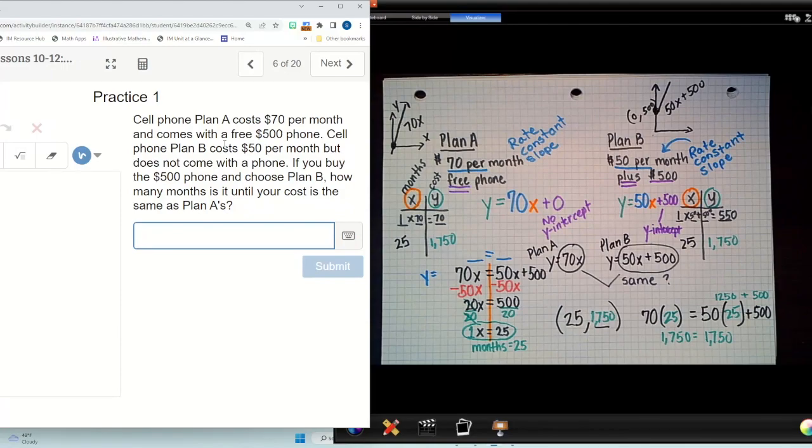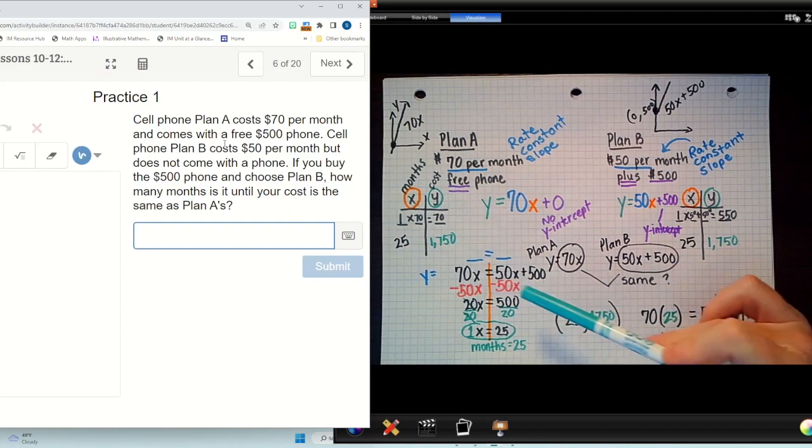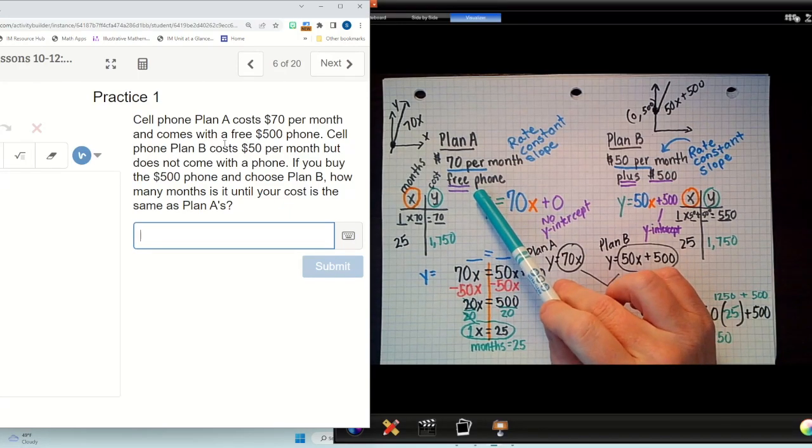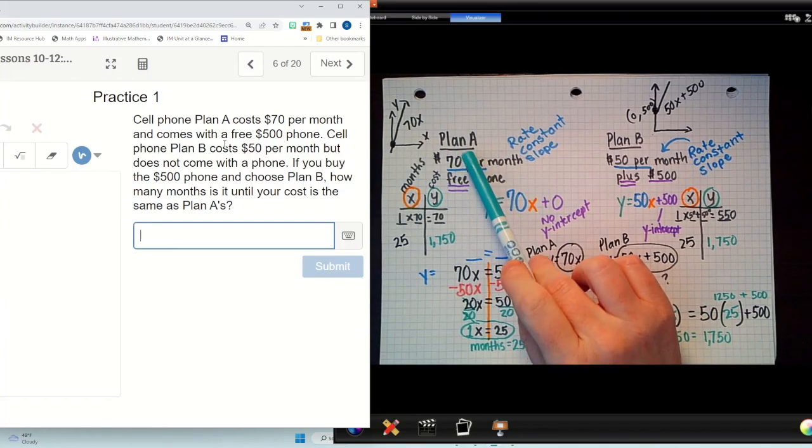Now, we talked in class about why we need to know this information. Well, it depends on what type of person you are. Can you make a phone last for 25 months? Because if you can't, then this is probably your better deal, because you're going to want to get a phone before the 2 years is up. So if they're giving you a free phone and it's a pretty decent phone, this is probably the better plan.